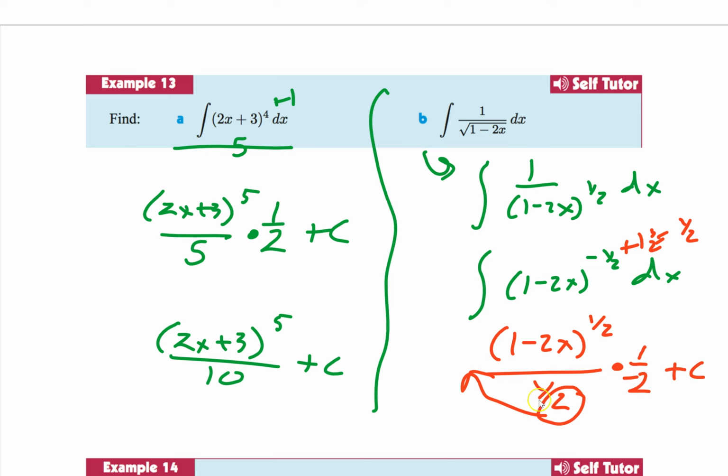Plus c. I get 2 times (1 minus 2x) to the 1/2 times 1/2 plus c. And then the 2's cancel. So that little thing right there in the corner is my answer. 1 minus 2x to the 1/2 plus c. Right? But it's the same concept. Just flip it up and then, oh, it's a chain rule. So since we're doing integration, we do reverse chain rule. Integrate the outside, leave the inside alone, and now we just divide by the derivative of the inside.